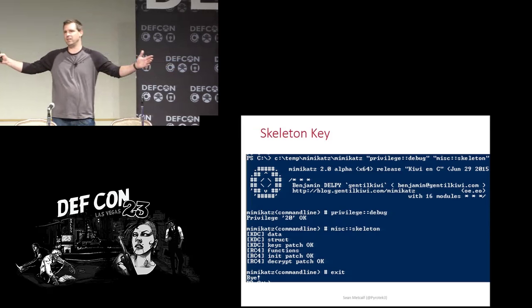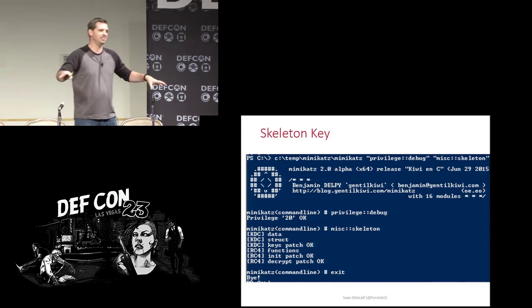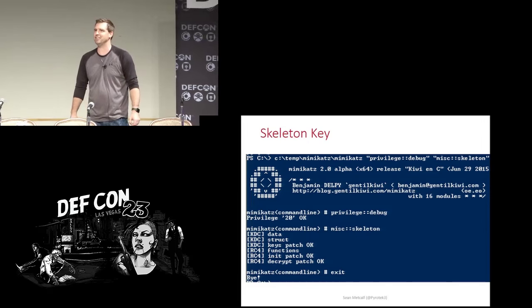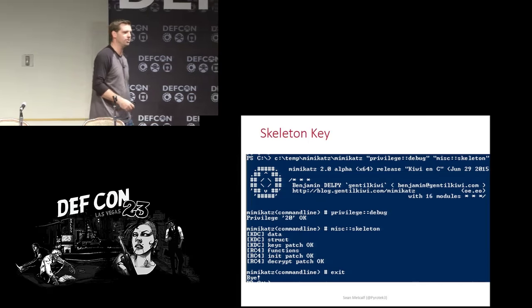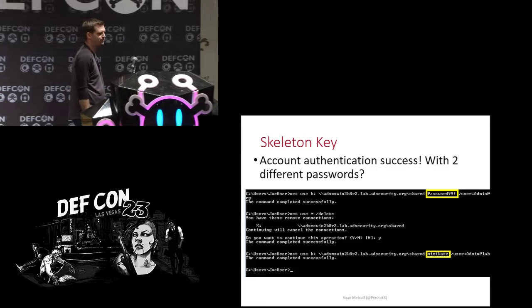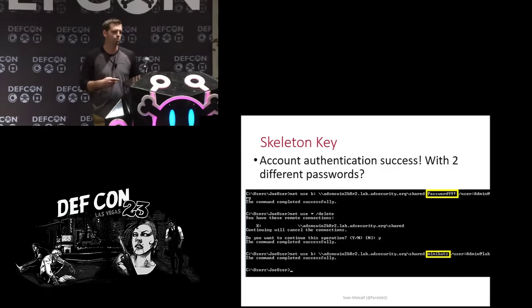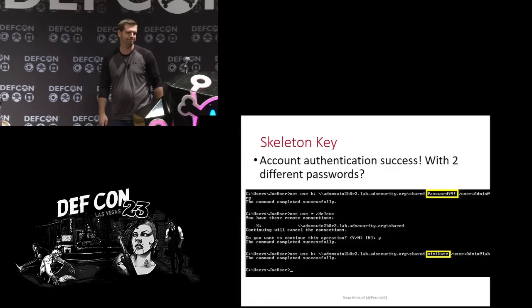So if this room is the Active Directory domain and everyone in here is a user, you have your own individual password. You're logging in, you're doing your work, you're doing everything you need to. Me as the attacker, I've dropped skeleton key on this domain controller using Mimikatz, and I can log on as you. In this example, I show at the top I've logged on as admin with one password, and then I've logged on as admin with another password.